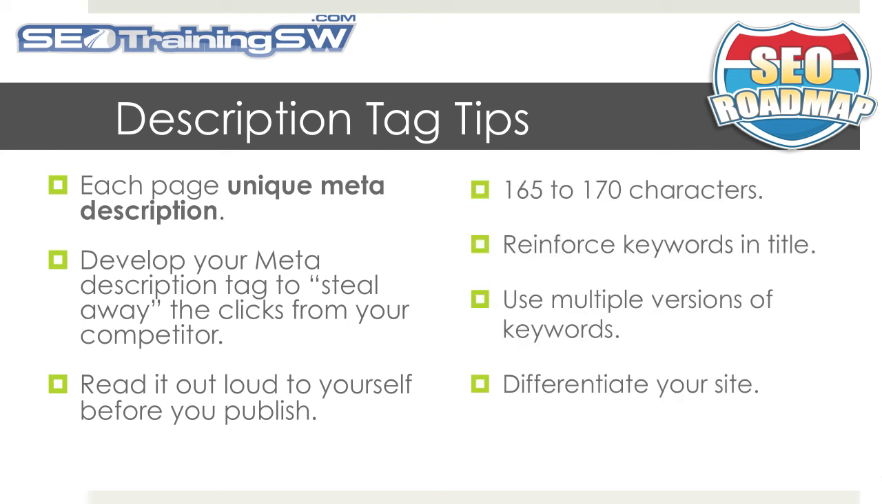Your meta description should be a couple sentences long, 165 to 170 characters. Reinforce the keywords in your page title and target alternate versions. Use multiple versions of your keywords and keyword phrase modifiers. Your meta description should also help differentiate your site from your competing ranked sites.